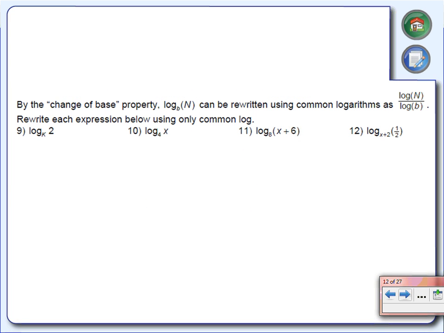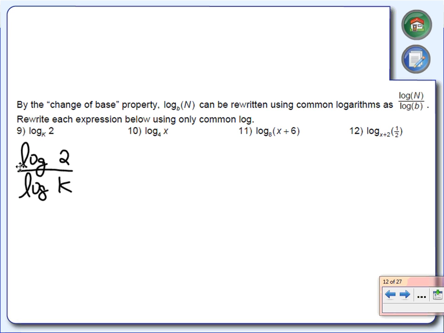Okay, over on the next page, we're going to do the same thing, but this time, we're not going to put anything into our calculator. We're not going to solve for anything. All we're going to do is rewrite them so that we have a common log. So the first one, we got log base k of 2. So we're going to rewrite that using the change of base property. So that now becomes what? Log of 2 divided by log of k. That's it. Just rewrite it.